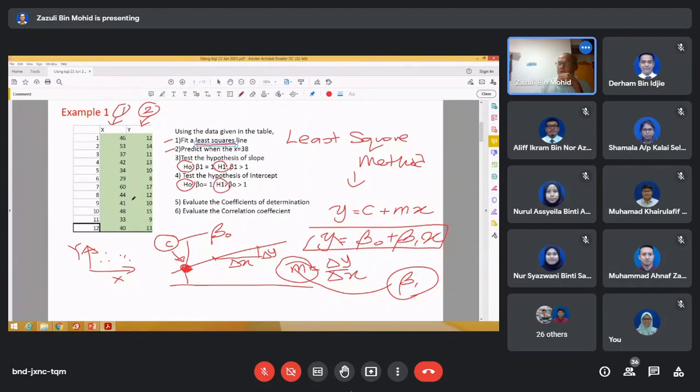And then when you draw a line, you are going to discuss the relation between x and y. What is the relation? Here, we can evaluate it using two methods. One is the coefficient of determination, the other one is the correlation coefficient.